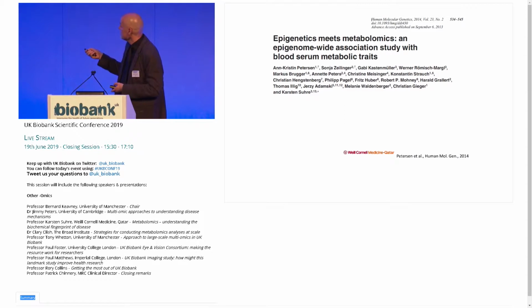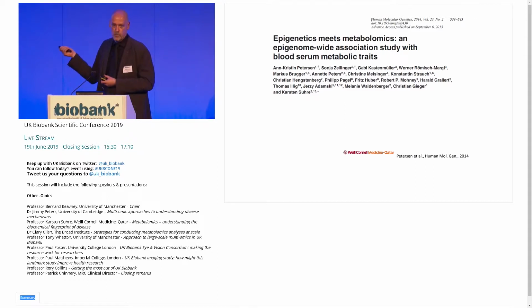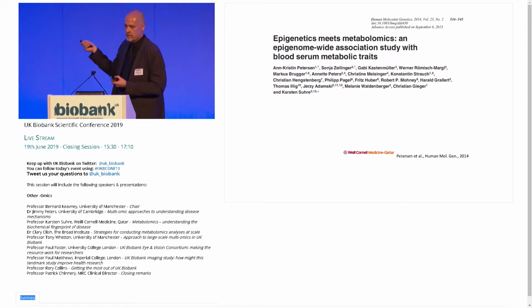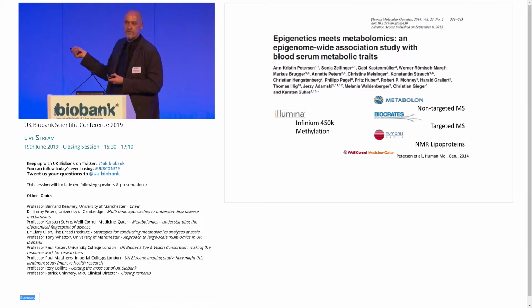And we did a study in 2014 where we did an EWAS, so epigenetic association with metabolomics. And to be very honest, at that point, I was disappointed. I didn't understand what we're talking about, and we'll show you why. So what we studied is an association between Illumina 450K methylation and the different metabolomics data we had in the KORA study, and did an EWAS.